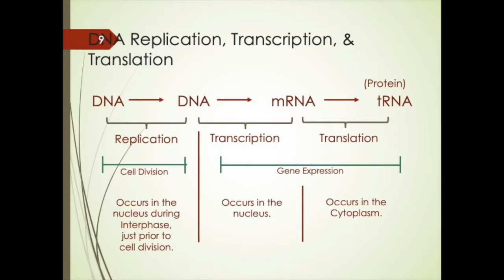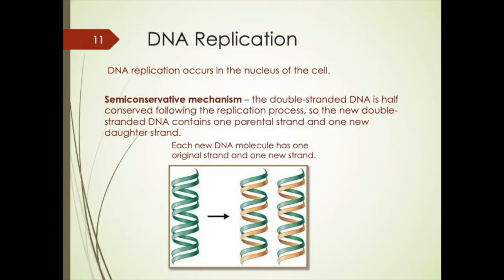Okay. We always know the gene expressions: DNA replication, transcription, and translation. DNA transcribes to mRNA. mRNA translates to tRNA to protein. We have the semi-conservative mechanism. That's the way it replicates. Double-stranded DNA is half conserved. It's always half conserved. One old strand, one new strand.